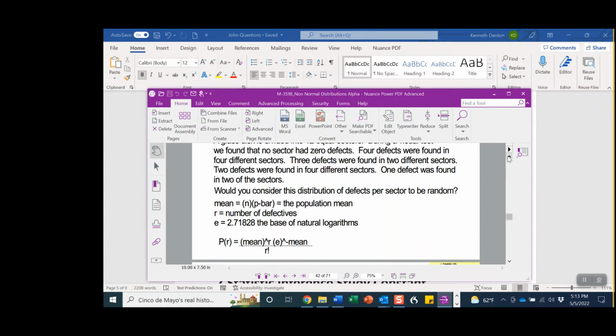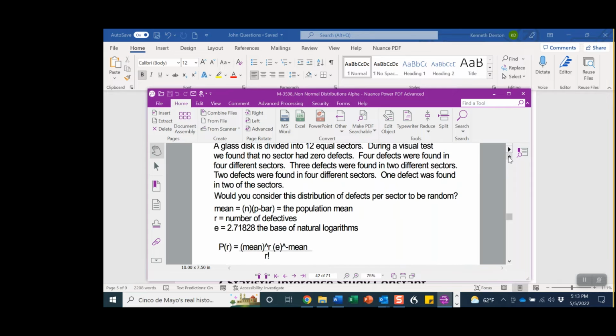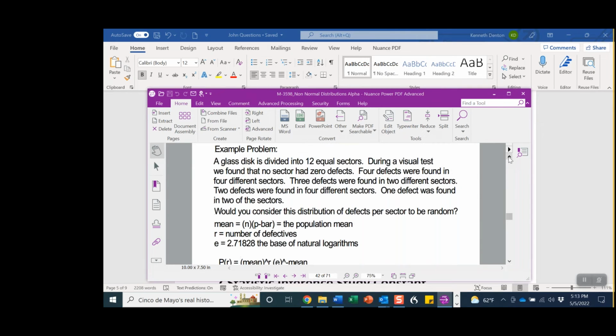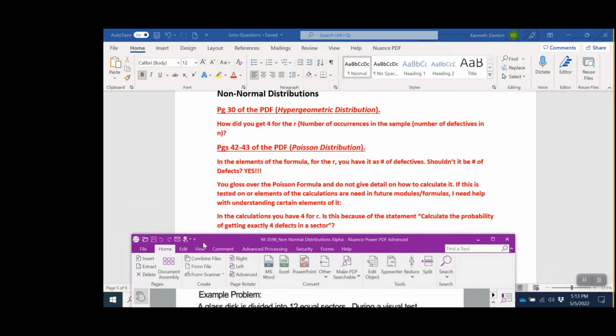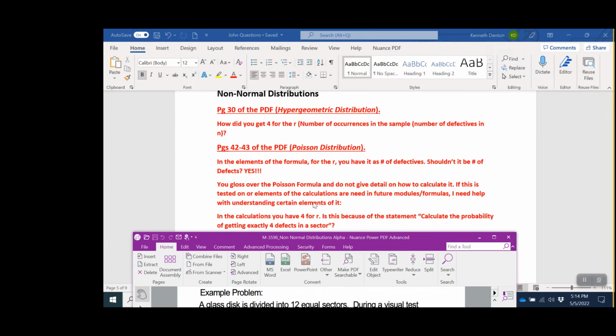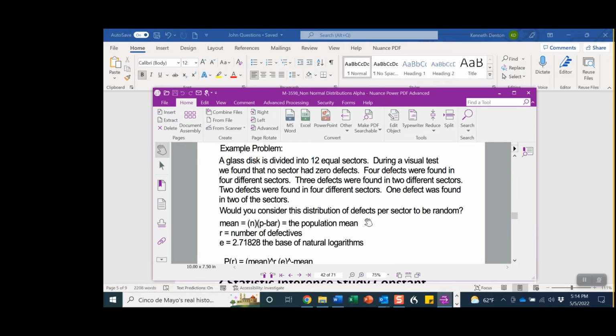Do you understand that question? I've forgotten what it meant. Go back to your question. In the calculations, you have 4 for R. Is this because of the statement calculate the probability of getting exactly 4 defects in a sector? Yes, that's correct.